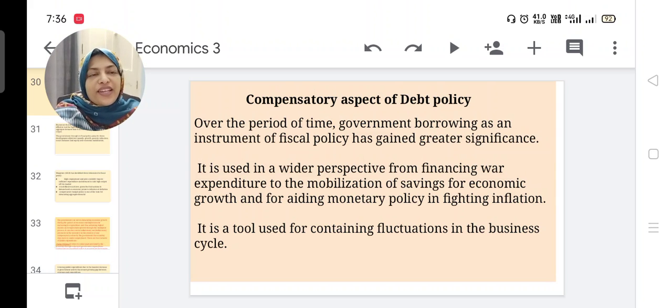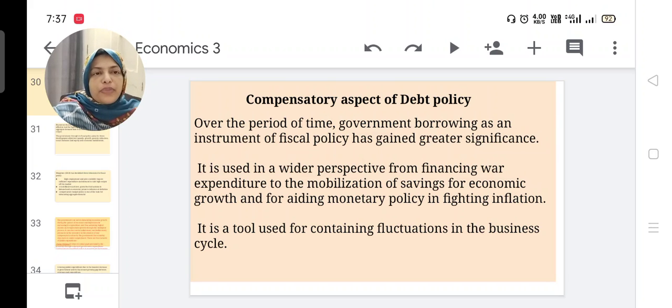Good morning. Today we will discuss the compensatory aspect of debt policy. Over a period of time, government borrowing as an instrument of fiscal policy has gained greater significance.